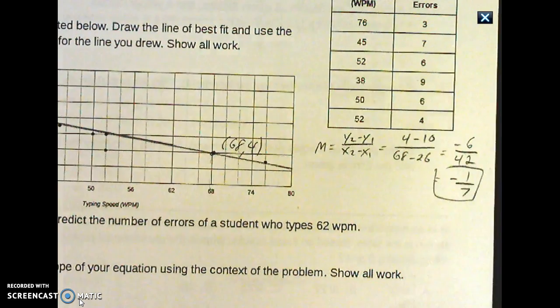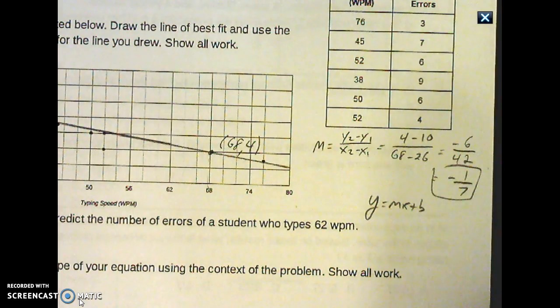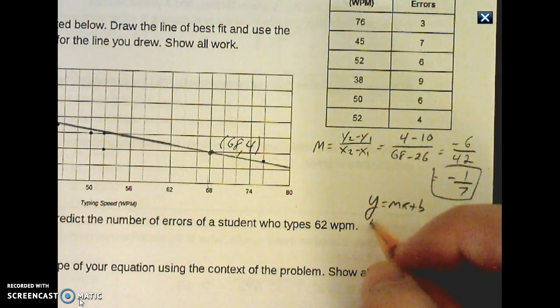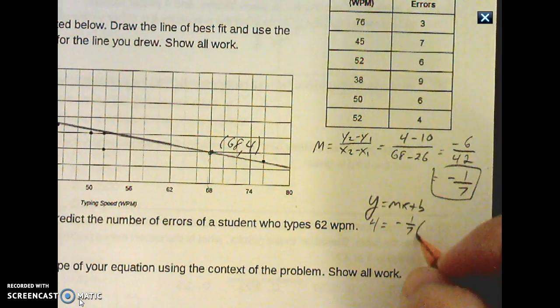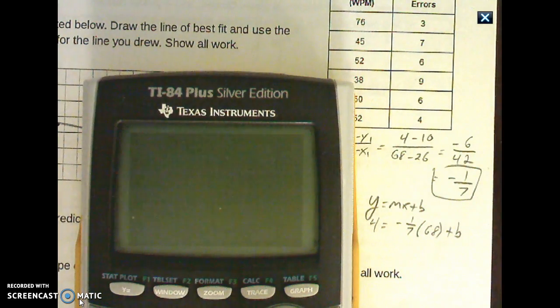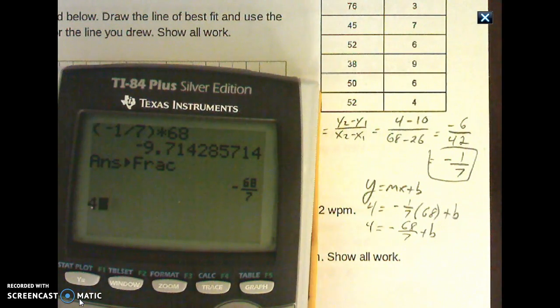Now I need to find my y-intercept. So back to y equals mx plus b. Here's my slope, and then I'm going to pick a point. I'm going to go with this one. So I can put a 4 in for y, negative 1/7 for m, and a 68 for x. Using a calculator, I can say negative 1/7 times 68, which is negative 68 over 7, plus b. I can add that over. I have a calculator: 4 plus 68 over 7.